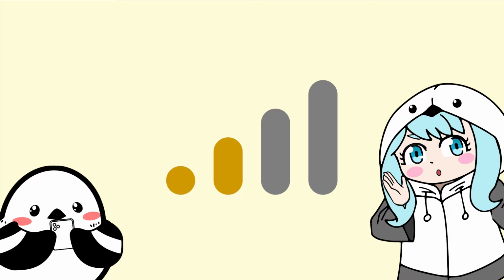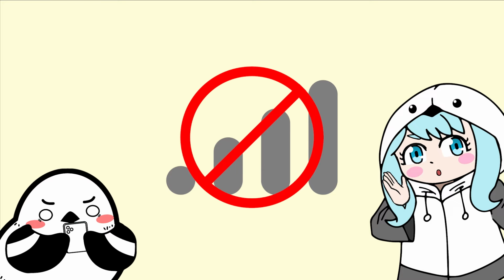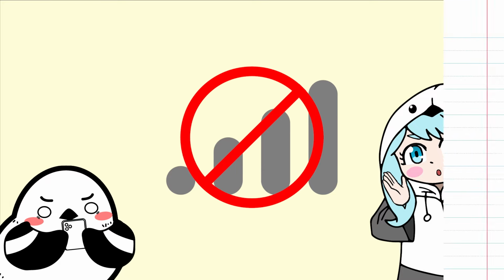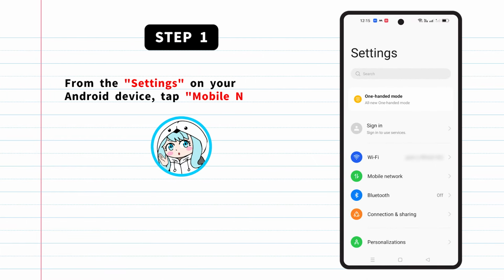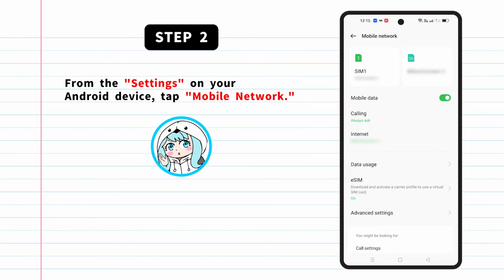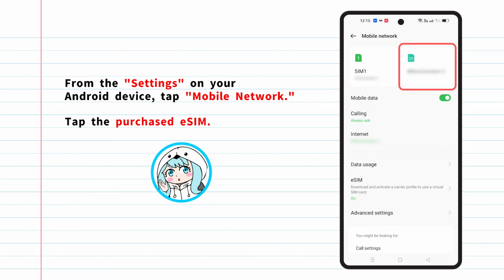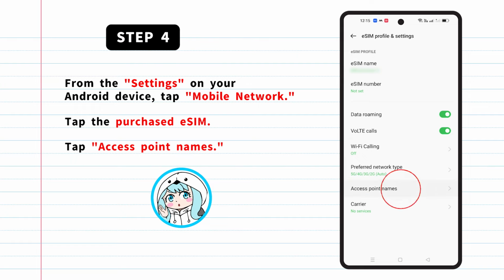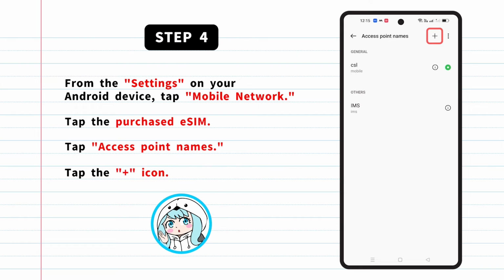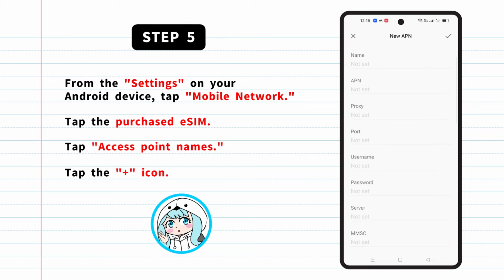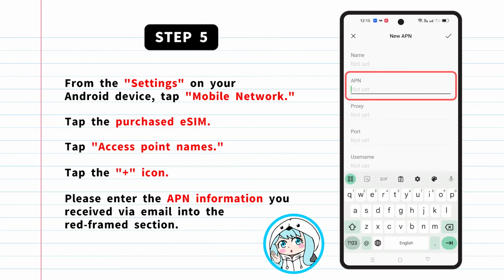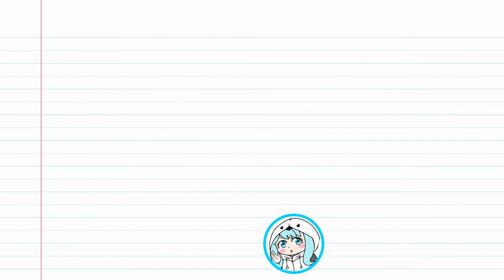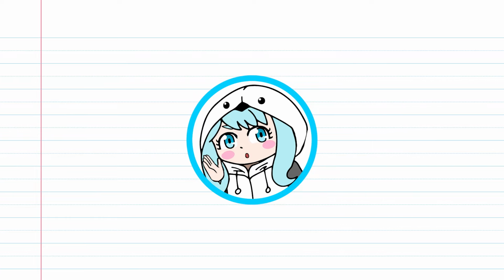If you cannot connect even after setting up before or after traveling, please configure the settings as follows. Step 1. From the settings on your Android device, tap Mobile Network. Step 2. Tap the purchased eSIM. Step 3. Tap Access Point Names. Step 4. Tap the plus icon. Step 5. Please enter the APN information you received via email into the red frame section. Good job! APN settings are now complete.